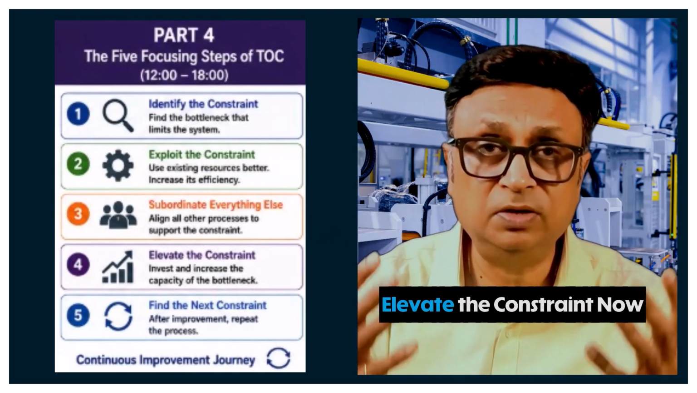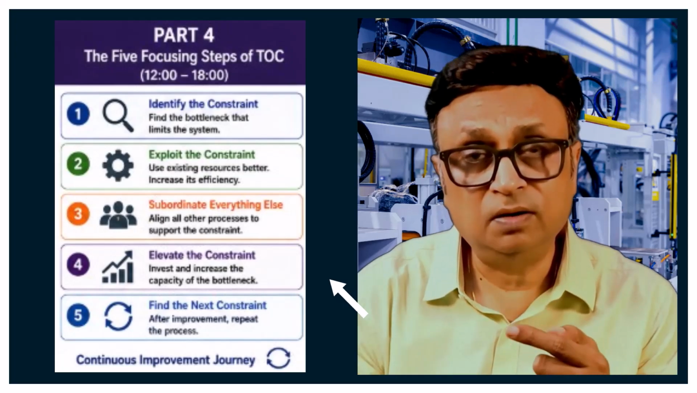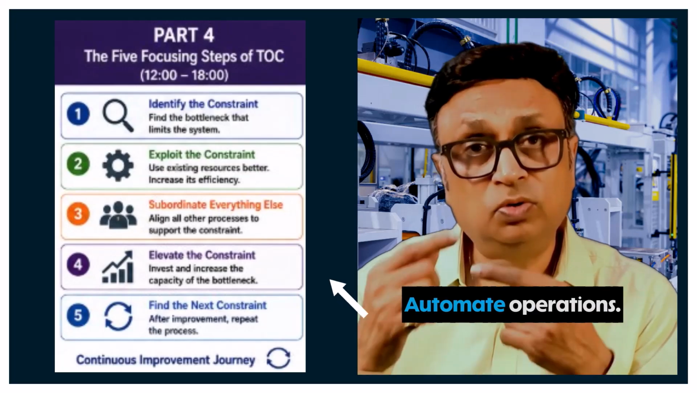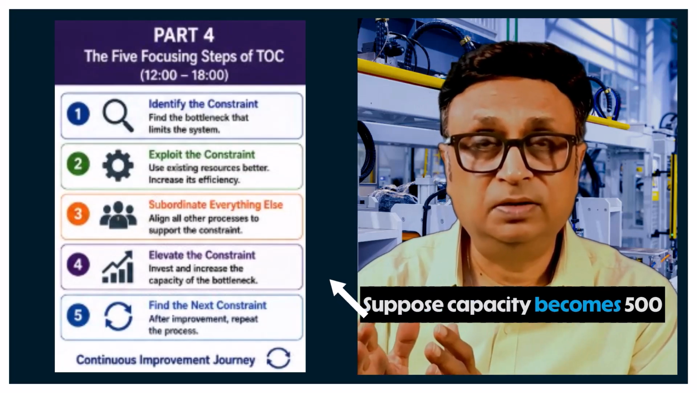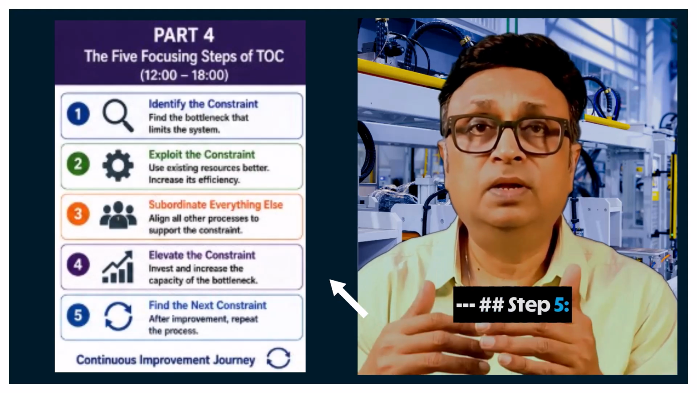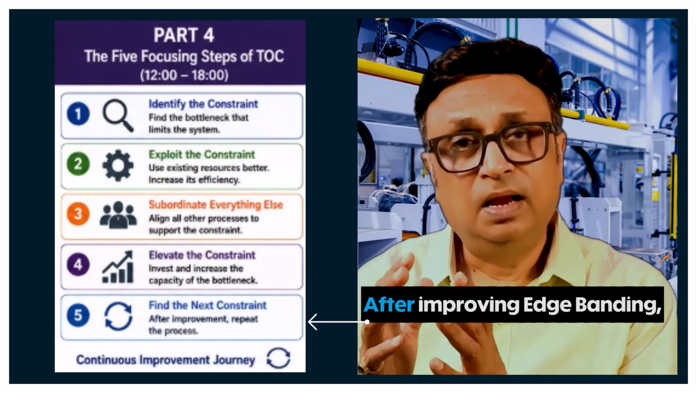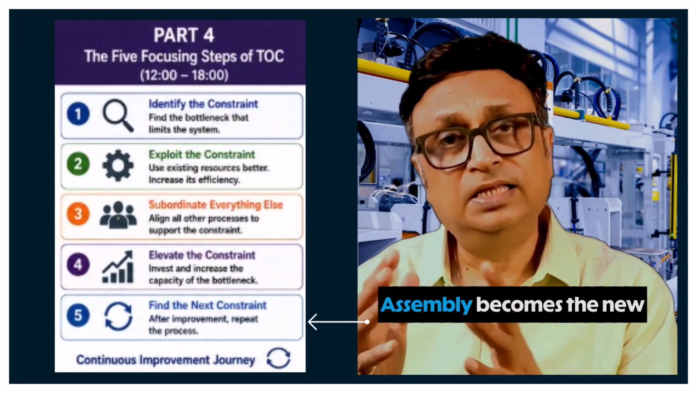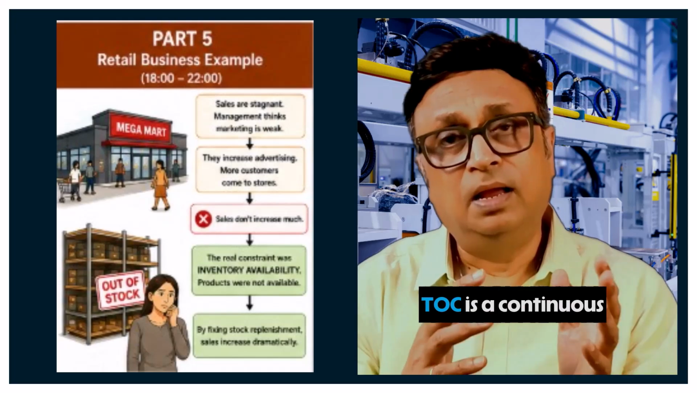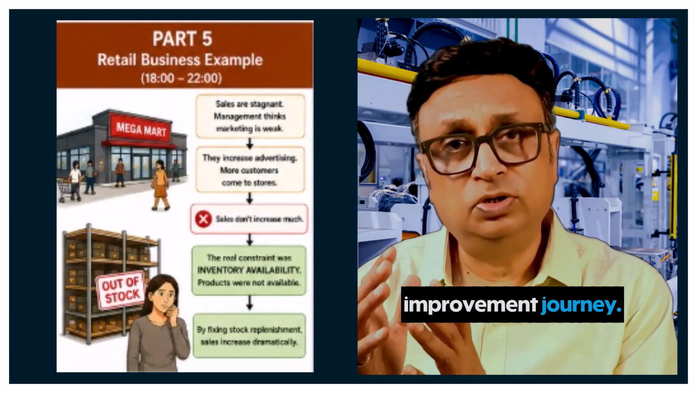Step 4: Elevate the constraint. Now invest. Buy another machine, add another shift, train more operators, automate operations. Suppose capacity becomes 500 tables. Now output rises significantly. Step 5: Find the next constraint. After improving edge banding, assembly becomes the new bottleneck. Now focus shifts there. TOC is a continuous improvement journey.